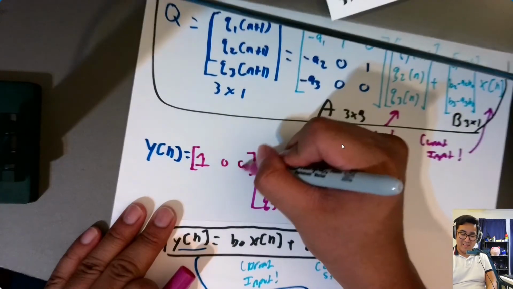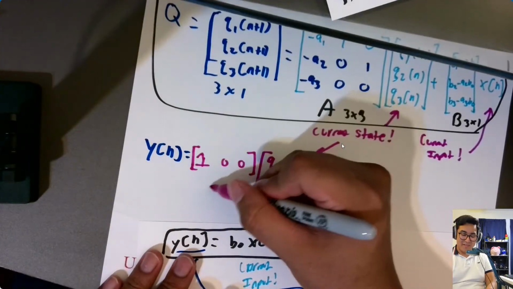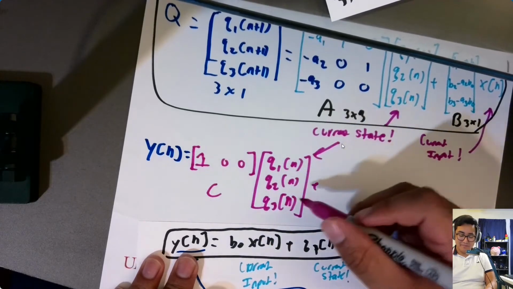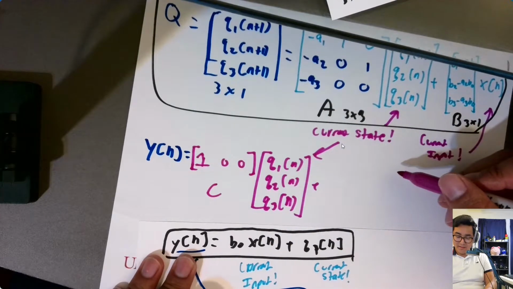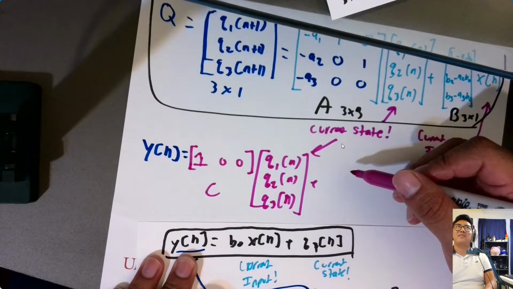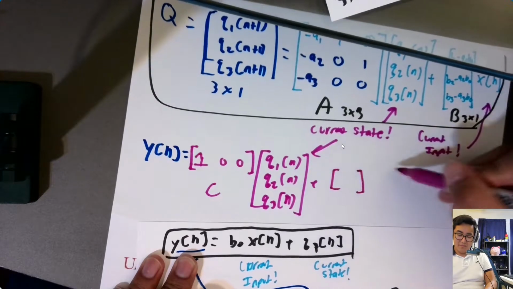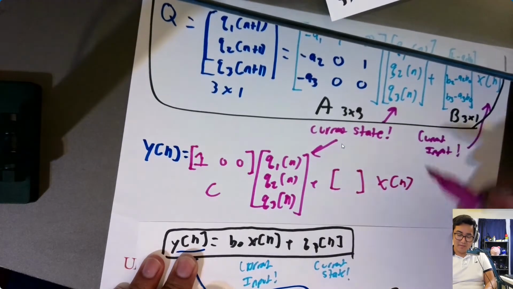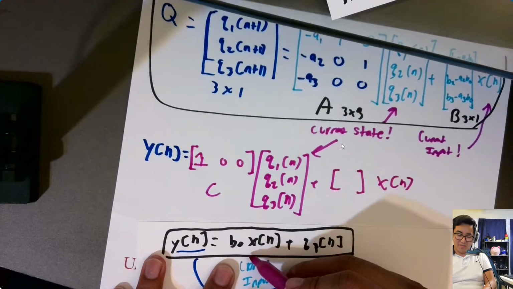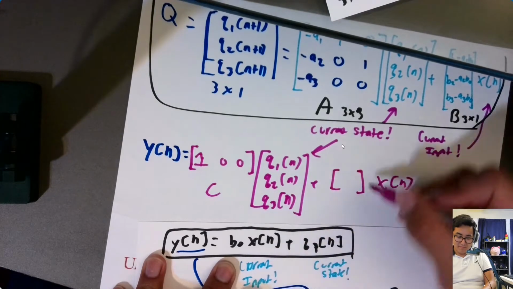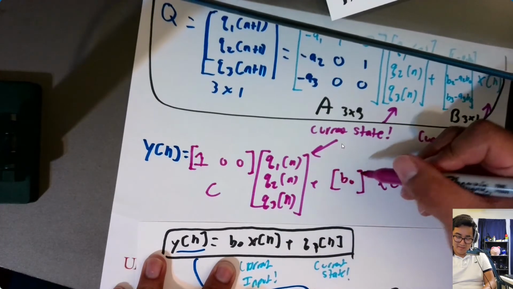And then 0 there and 0 there. There you go. This is your matrix C. And then, let's see, how big is this last one? I think it's just a 1 by x of n. Just one input. And what is our input? Just b of 0. And that's it.